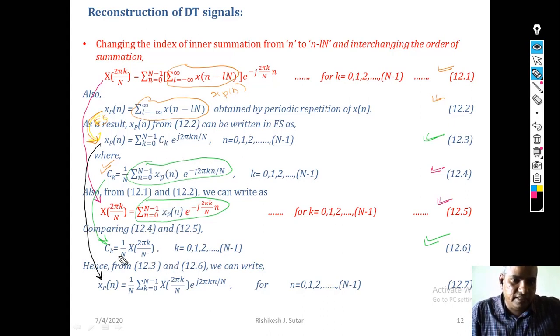This I can write here as 1 by N times x of this much. That value of ck I can write here. So I can write 1 by N summation k runs from 0 to N minus 1 as it is, ck will be replaced with x of 2 pi k by N, 1 by N we have taken already, and then e raised to plus j 2 pi k n by capital N, for n running from 0 to N minus 1.